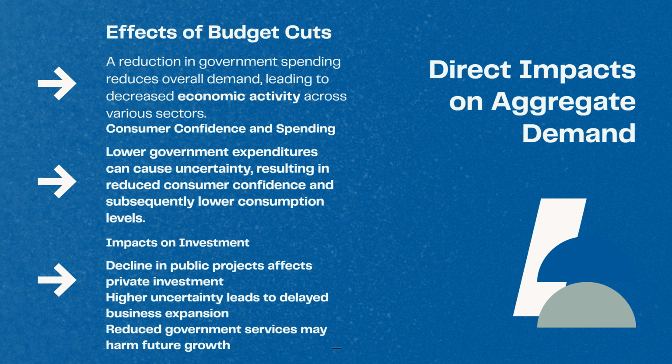The effects of budget cuts. Lower government spending creates uncertainty. As a result, consumer confidence tends to drop. This decline in confidence often leads to reduced household spending, which further suppresses overall economic activity. Broadly speaking, government spending cuts reduce aggregate demand. This leads to lower output across many sectors, including construction, manufacturing, and services that rely on public contracts.